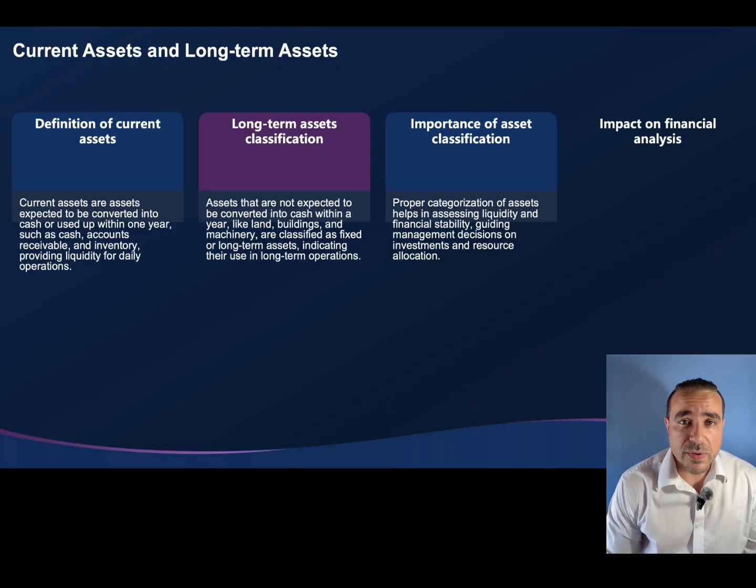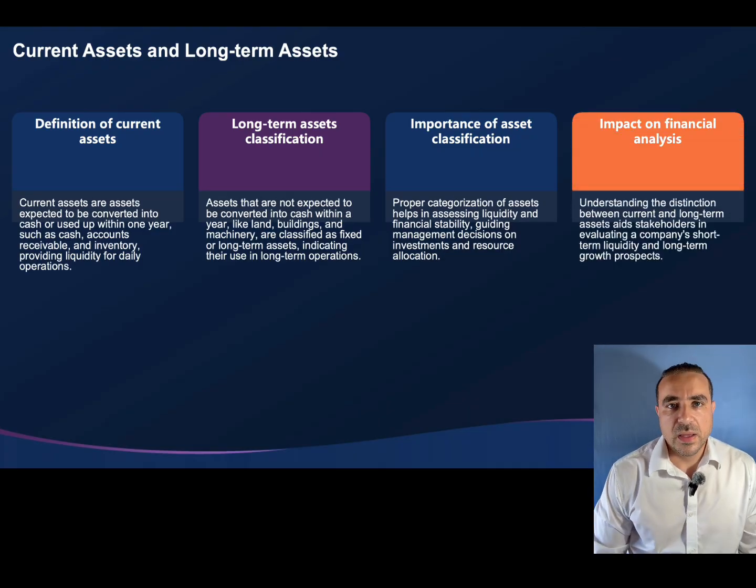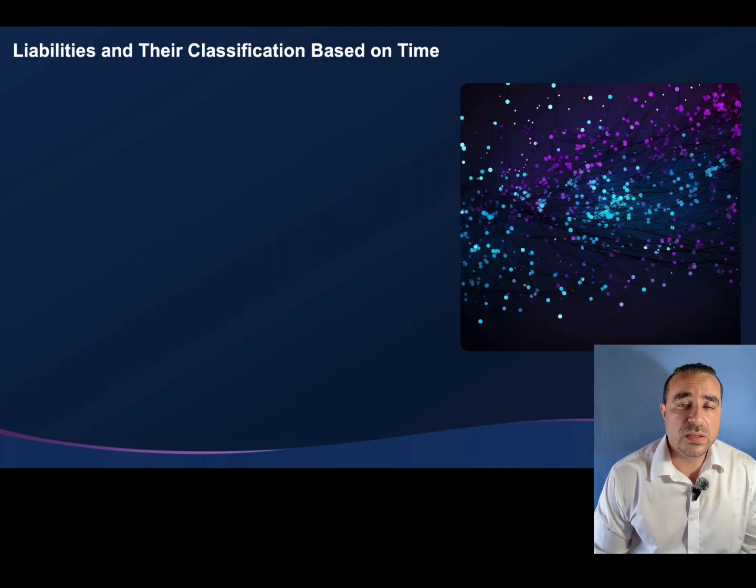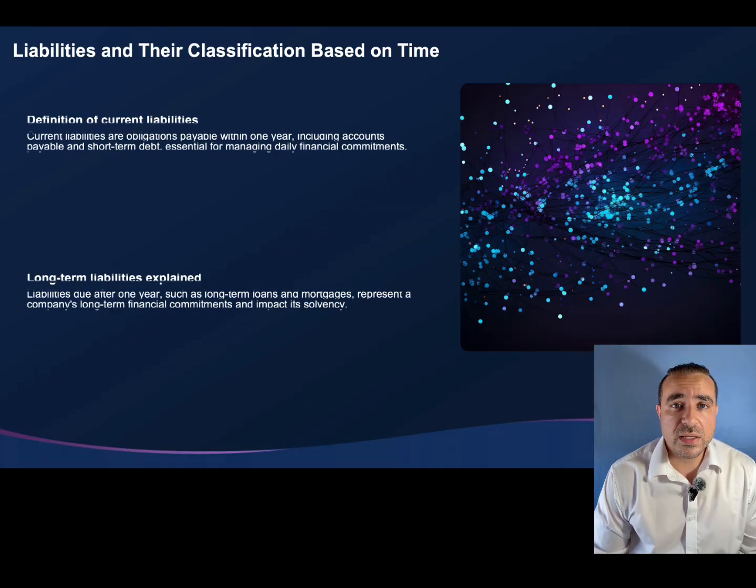Classifying the assets properly into current and non-current will help the investor and the manager evaluate the liquidity and the financial stability of the company. Next, we will discuss the liability. The liability also has two main components: current liability and long-term liability. Current liabilities are the money that the company needs to pay within 1 year. However, long-term liabilities are the liabilities that the company needs to pay over more than 1 year.